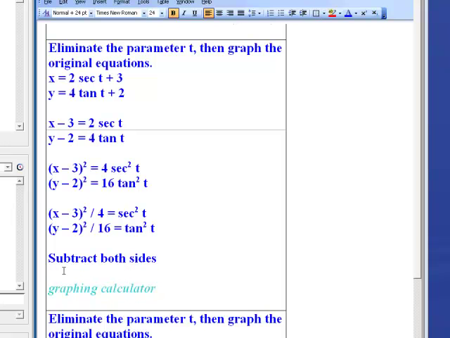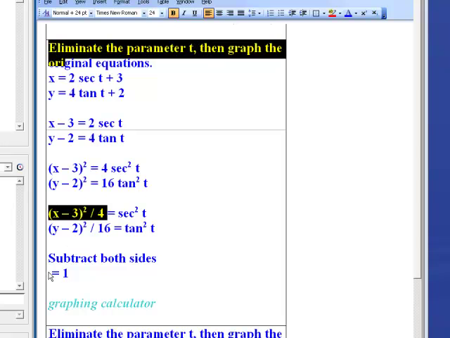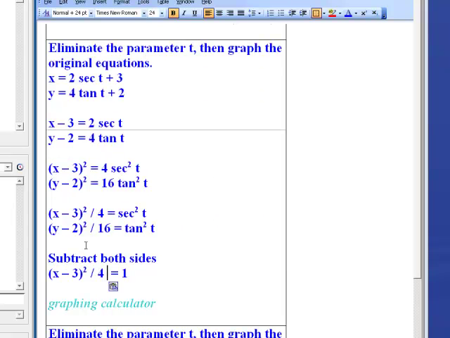So subtract both sides, and then with the Pythagorean, what we have on the right-hand side will be a 1. I think I'm going to take this away here. Don't need it. So secant squared minus tangent squared equals 1 on the right-hand side, and on the left-hand side it's going to be x minus 3 squared over 4. And as I said, we subtract. So minus y minus 2 squared over 16.